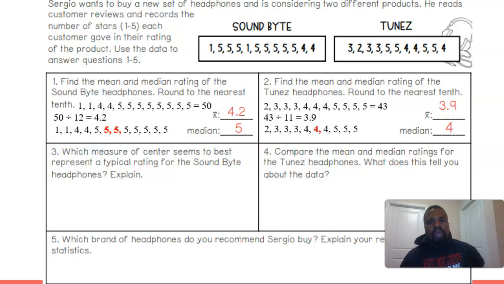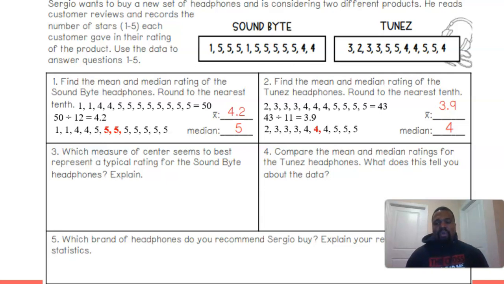But look at these ones. That's really low. And it's only a few, only 2 out of the 12 that gave a 1 rating. So if I'm looking at a usual or typical rating, if I do the mean, then those ones affect the mean. It lowers the mean.